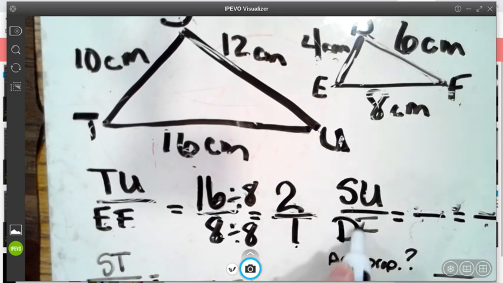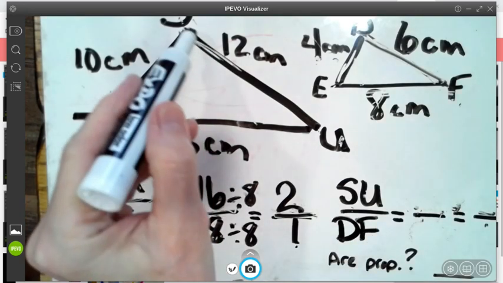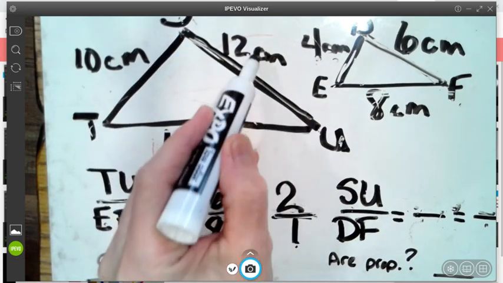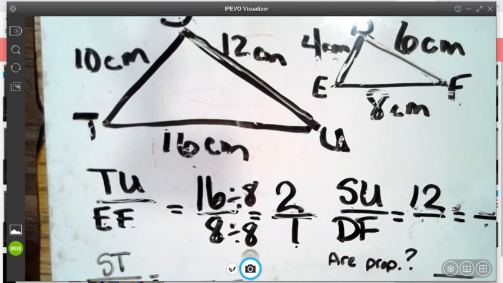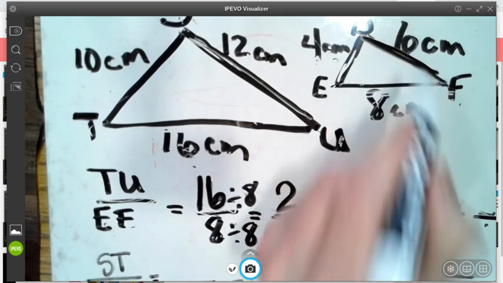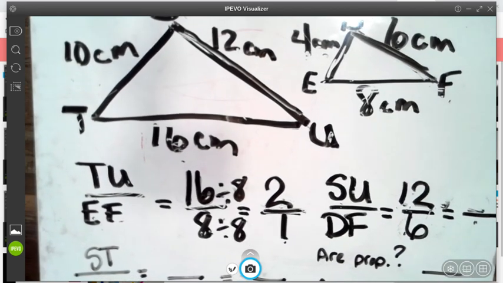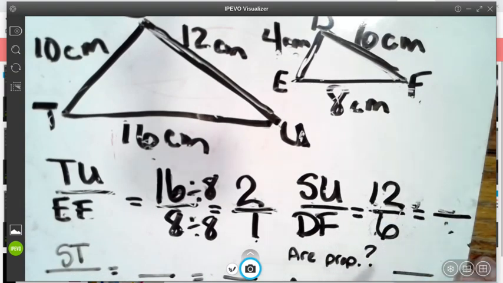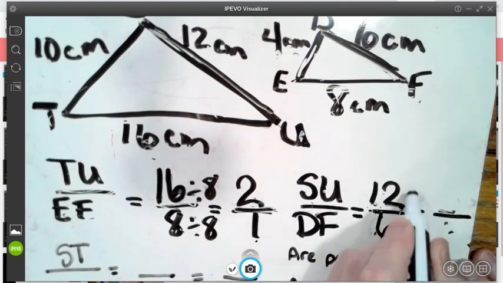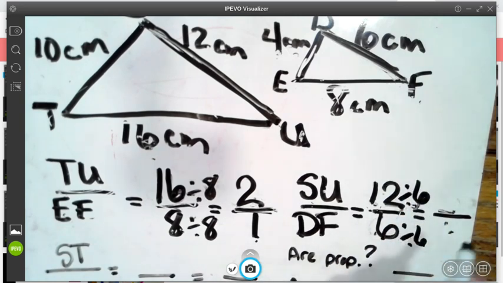Now I look at SU and DF. SU is right here. It is 12 centimeters. So I'm going to write a 12 up here for that answer. And DF is what it corresponds with, and that is 6. Okay, so now I have 12 and 6. To go from here to here, I am going to, again, simplify. Both of these are divisible by 6. You could do 2, and then you could do 3, but otherwise you could just start and do it by 6. 6 divided by 6 is 1. 12 divided by 6 is 2. Oh, look, I'm getting the same answer.